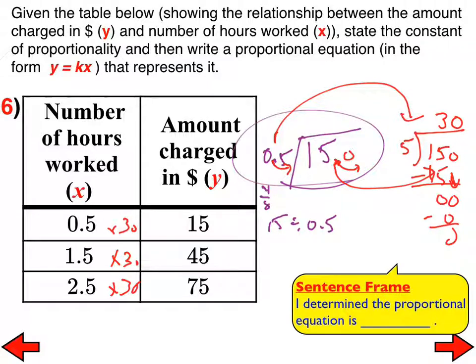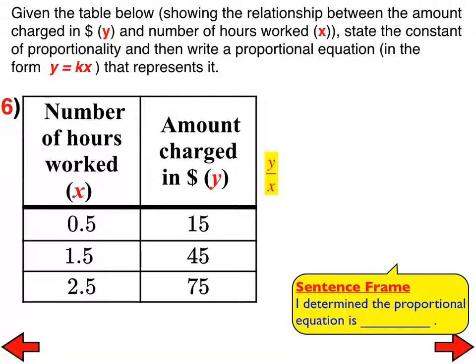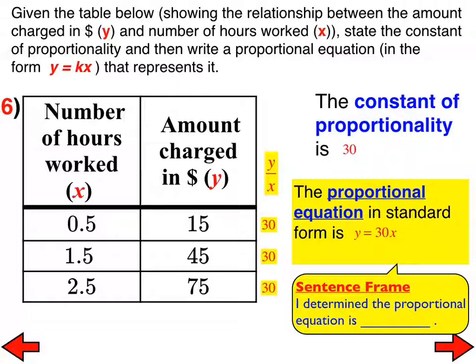Okay? So you might wonder, other than the fact that we've got money here, why can't we leave a decimal in there? The reason is because you would have a fraction mixed in with a decimal. And that's like having a fraction that is not reduced. And we can't do that in mathematics. So you may not leave a decimal within a fraction, since that is technically a fraction that is not simplified. And so since the multiplier is 30, I determined that the proportional equation is y equals 30x.